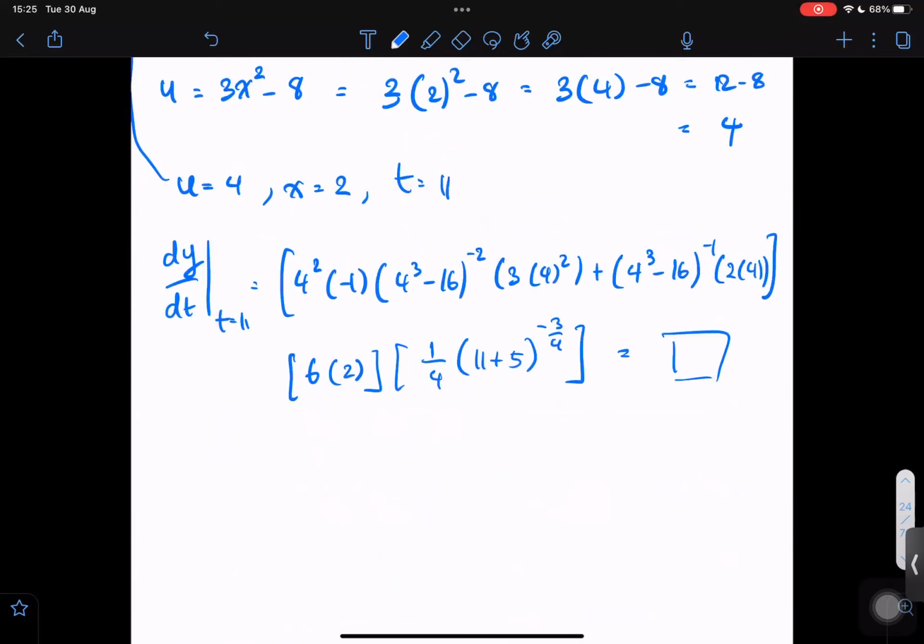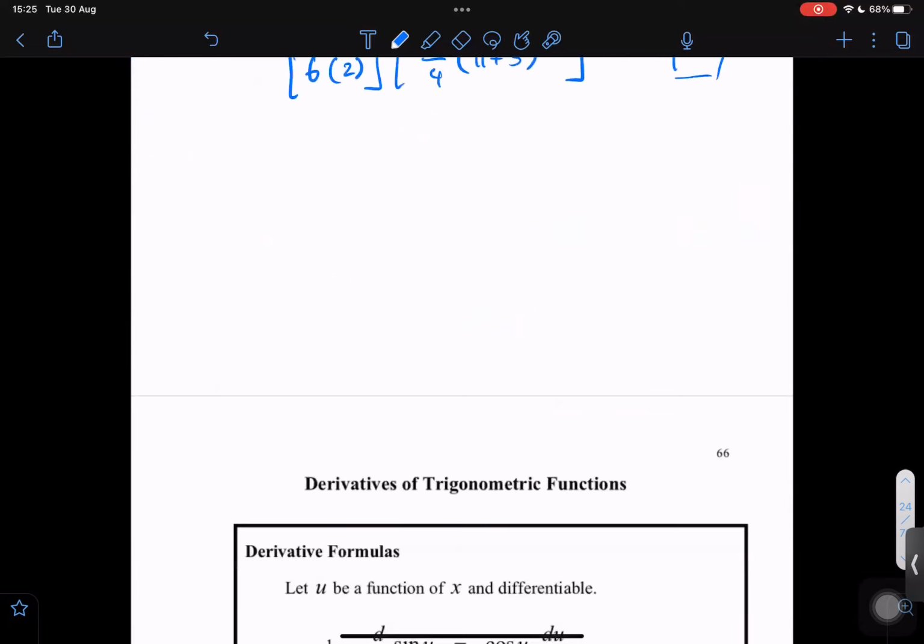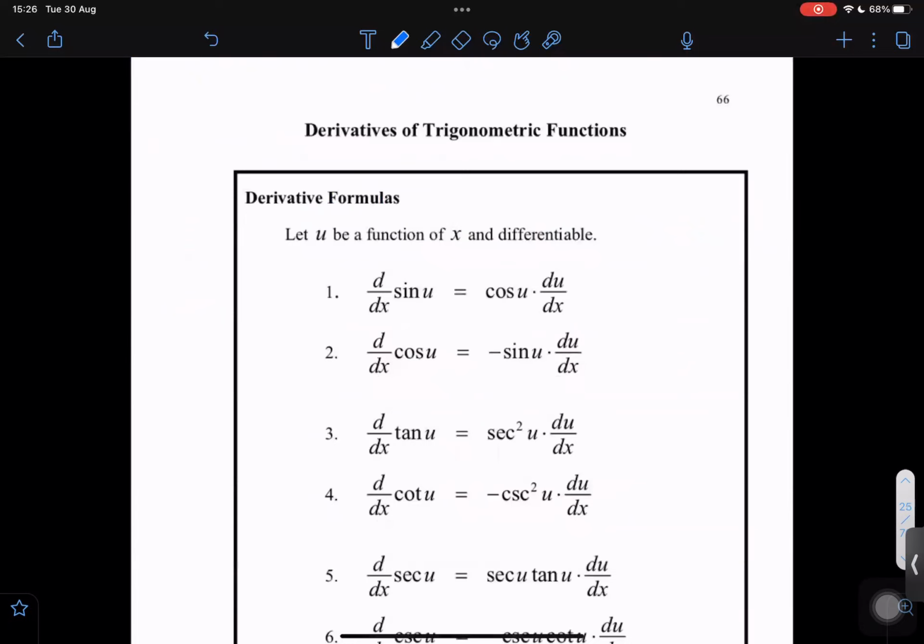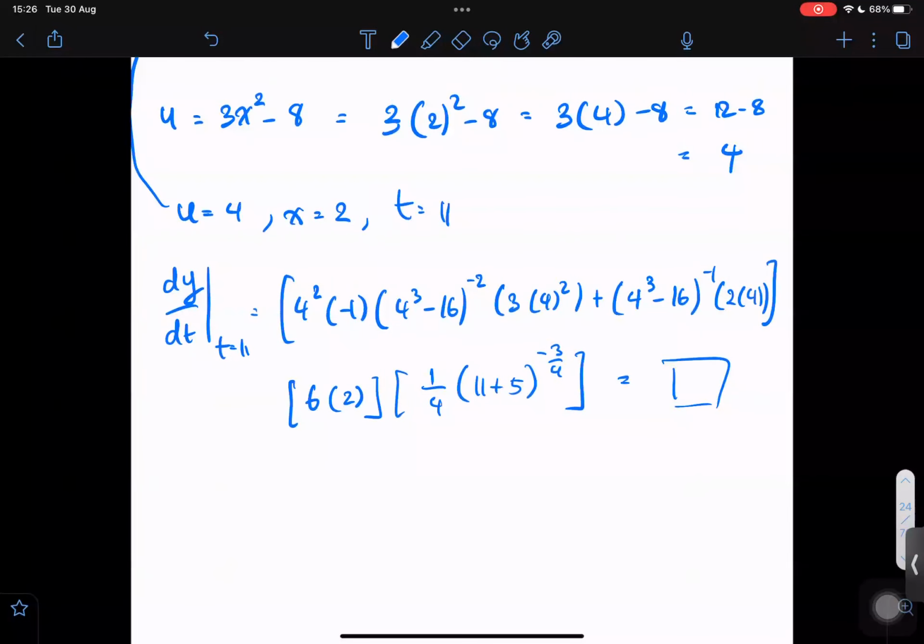Okay, so I think this is the end of today's class. Next time, we're going to continue with the other set of derivative formulas. Do you have any questions?